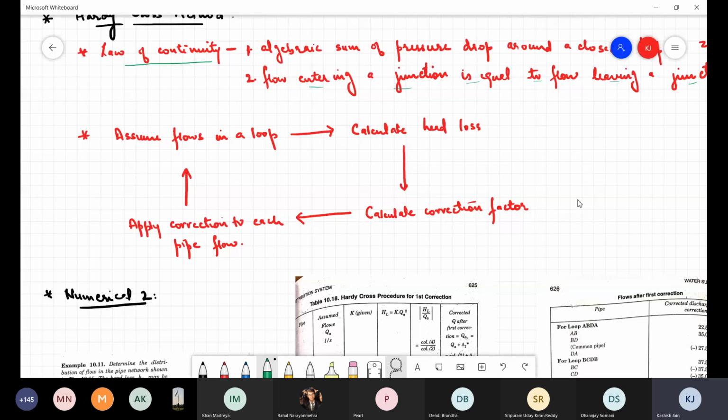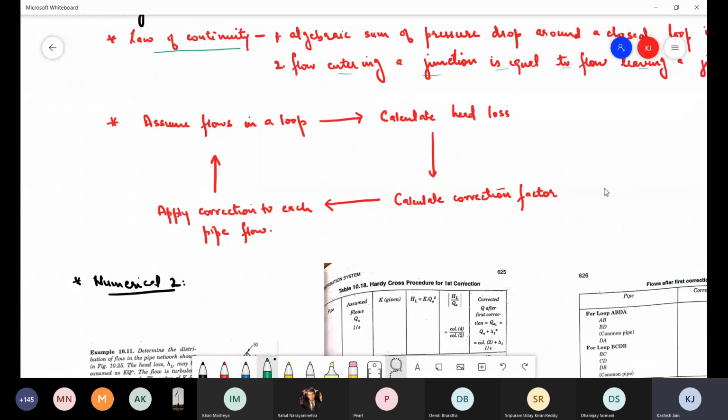Okay. So the stepwise thing is that you assume certain flows in a pipe. Those flows are assumed keeping in consideration this particular law of continuity. Once you know the flows in a pipe, you calculate the head loss. The loss of head is calculated in a different manner over here. Then you calculate the correction factor for each pipe. You apply those correction factors to each pipe flow, right? And you see whether those correction factors are high or low.